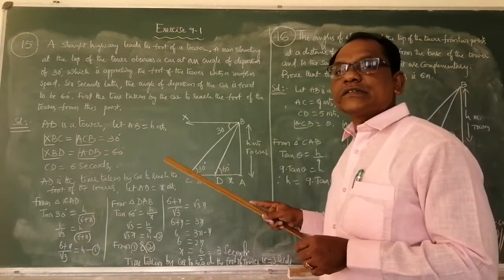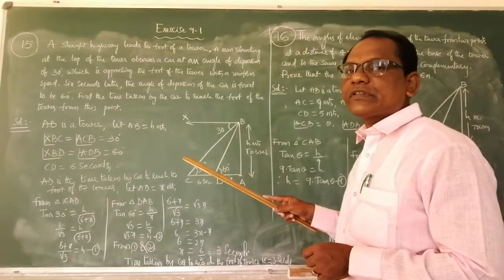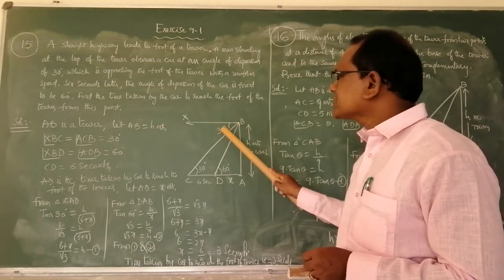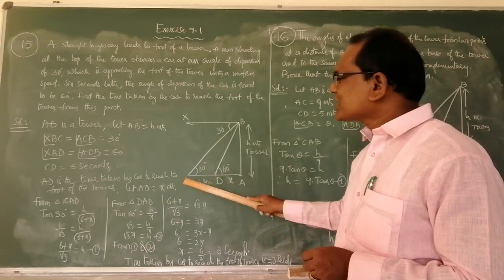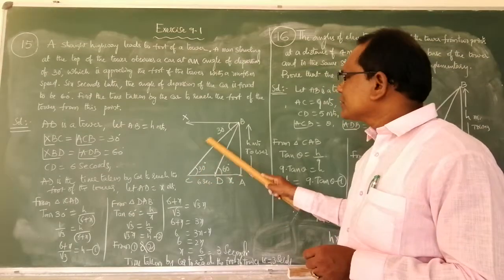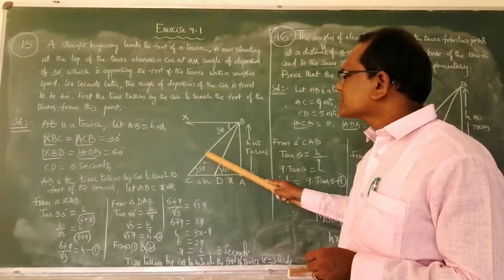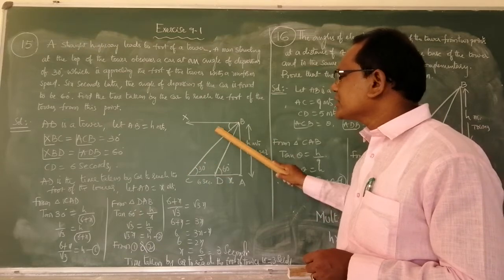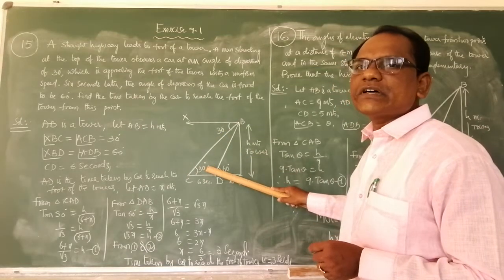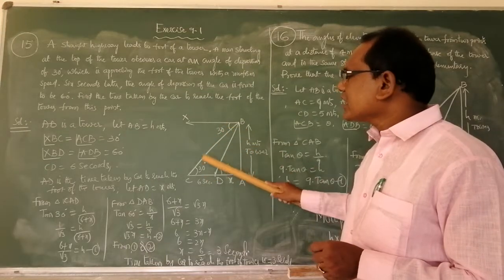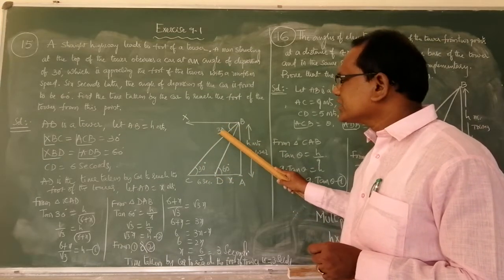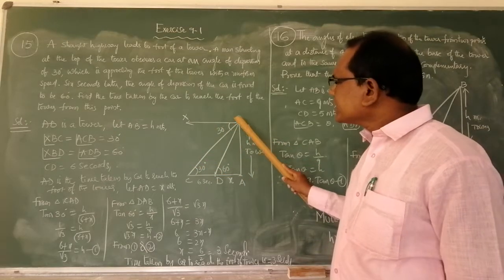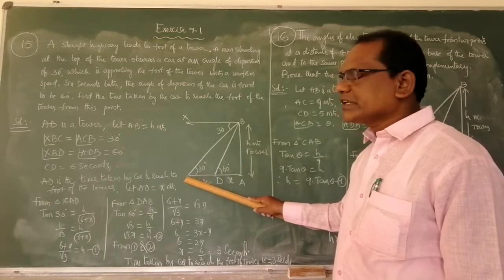Here the man is sitting on the top of the tower and observing the car with an angle of depression, that is 30 degrees. This is the 30 degrees, and here also 30. This is the car position, the first position of the car. These two are alternate interior angles, which means these two lines are parallel and this is the transversal. In the angle of depression, we have to take the two lines as parallel and take alternate interior angles. So when he observed the car with an angle of depression of 30 degrees, that is the C position.